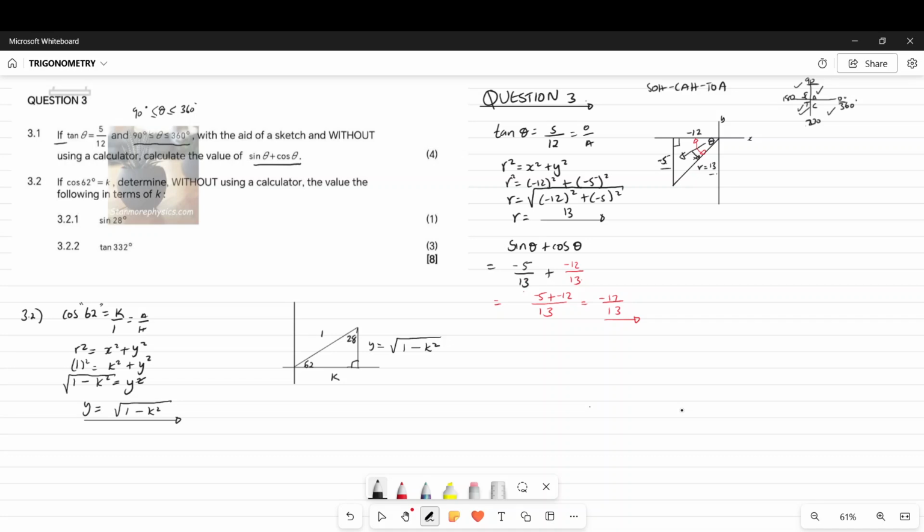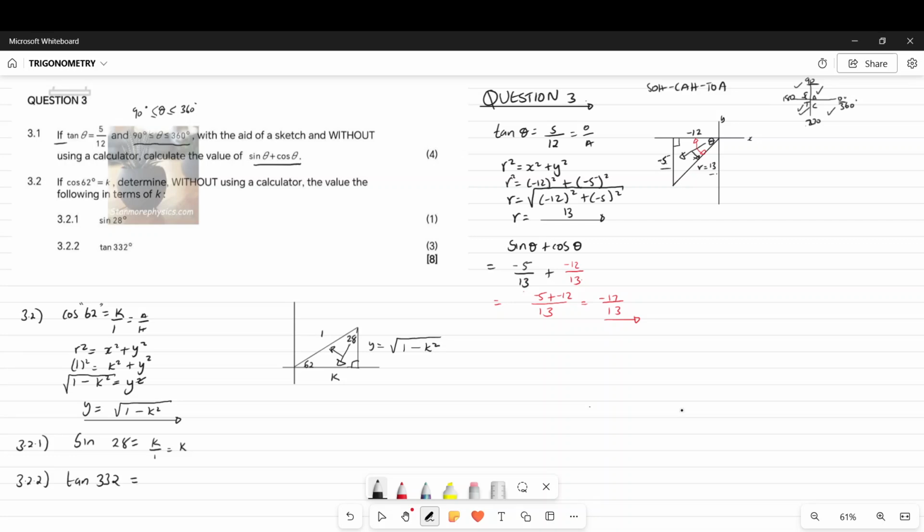Now you can start. So now 3.2.1. Now they want sine 28. So now sine 28, we know sine 28 is over here. So this is going to be opposite all over what? Hypotenuse. Are we saying that right? So now opposite over hypotenuse, this is going to be k all over 1, which is just simply k. So now 3.2.2. They want tan 332.